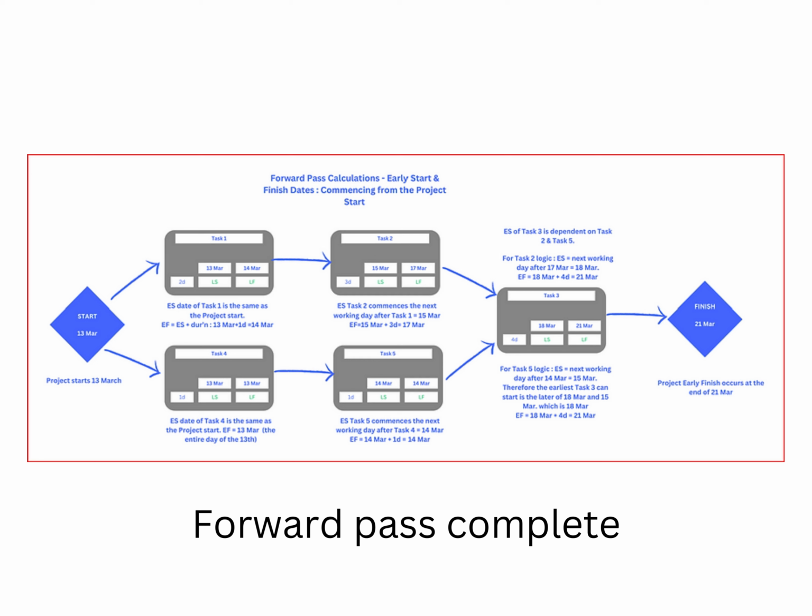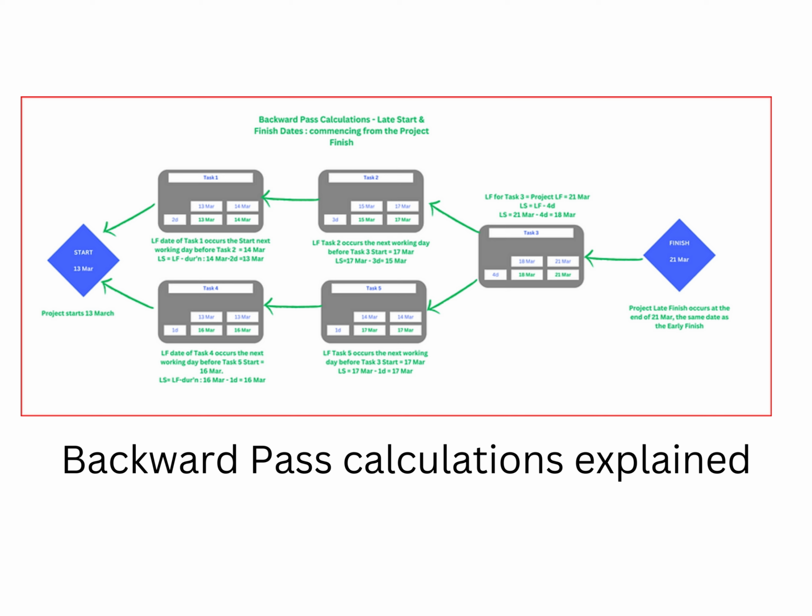We will now undertake the backward pass calculations. Starting with the tasks at the end of the activity diagram, calculate the late start and late finish for each task in turn, following the arrows in the reverse direction to the previous task. The late finish is the same as the late start of the succeeding task. For the final tasks in the project, this is equal to the earliest completion date.